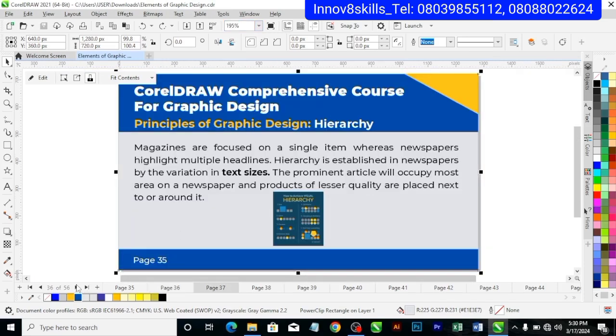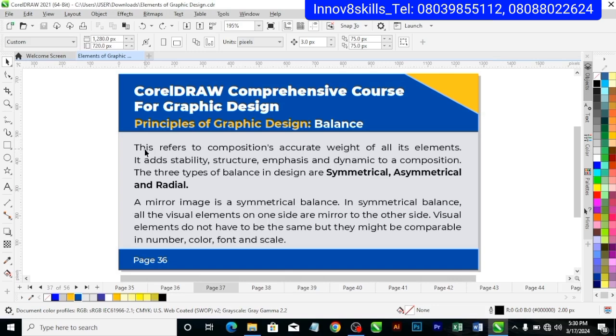The next principle we have here is balance, which refers to the composition's accurate weight of all its elements. It adds stability, structure, emphasis, and dynamism to a composition. The three types we have are symmetrical balance, asymmetrical, and radial. All these things are just like in your biology, if they were taught in secondary school.